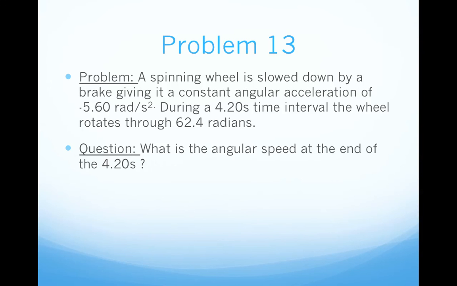So I have a problem to do. It's problem number 13 from the book. It says, a spinning wheel is slowed down by a brake, giving it a constant angular acceleration of negative 5.6 radians per second squared. During a 4.2 second time interval, the wheel rotates through 62.4 radians. Question is, what is the angular speed at the end of the 4.2 seconds? So we're trying to find the final angular speed here.